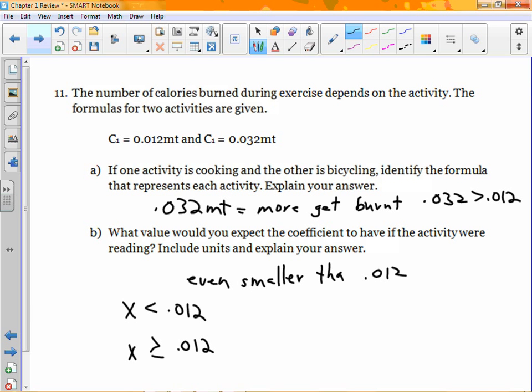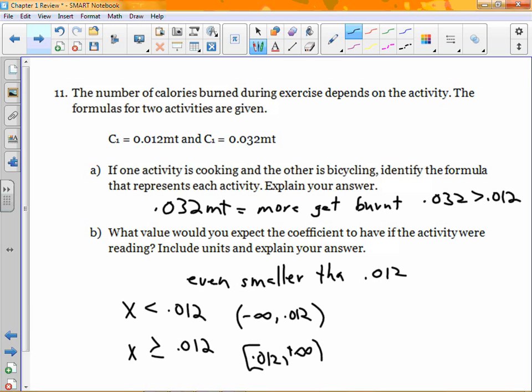So negative infinity, comma, 0.012, and then what am I going to use, a parenthesis or a bracket? We okay? Okay, this one, is it going to end? No, so I'll go positive infinity over here. Is that good?